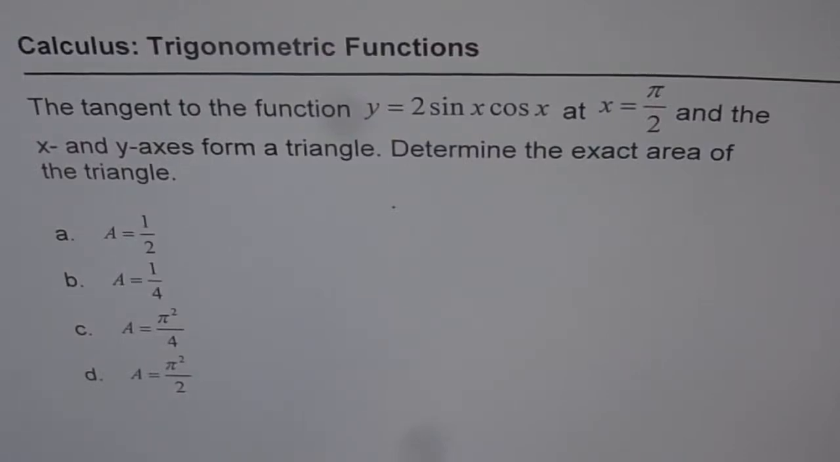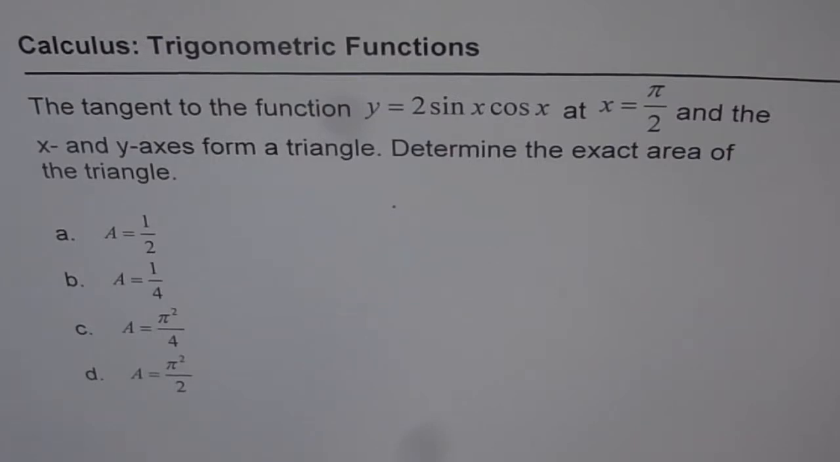Here's an interesting multiple choice question on calculus trigonometric functions. The tangent to the function y equals 2 sine x cos x at x equals pi by 2 and the x and y axis form a triangle. Determine the exact area of the triangle.